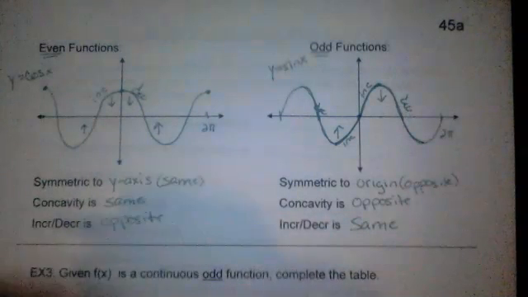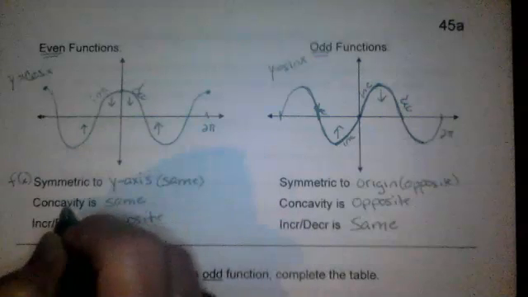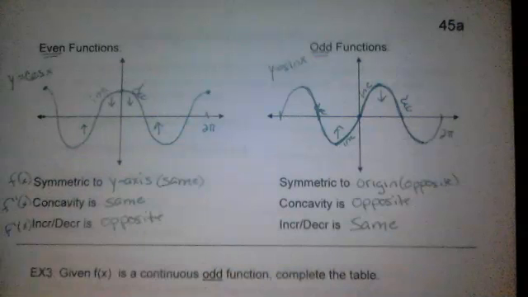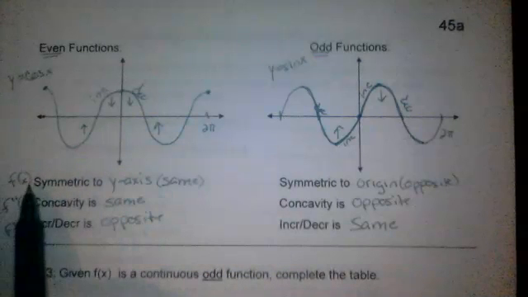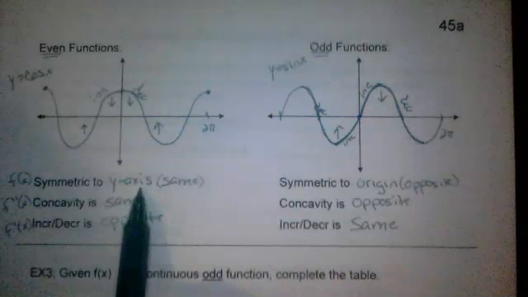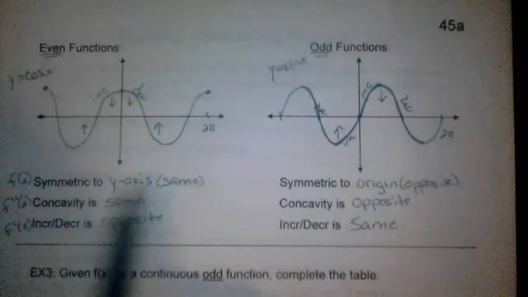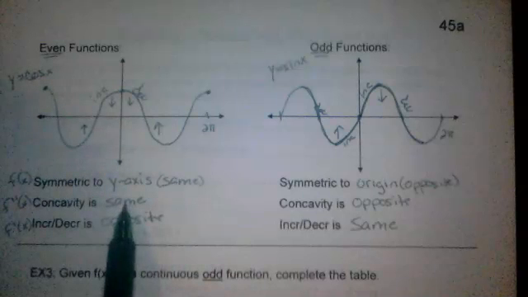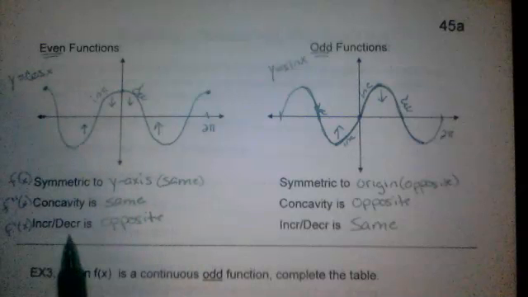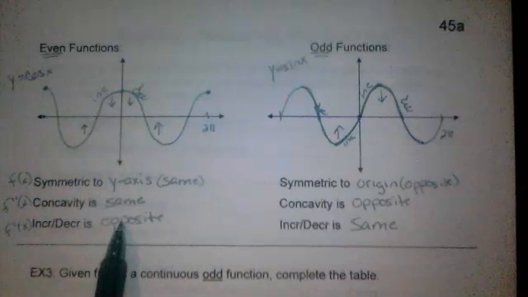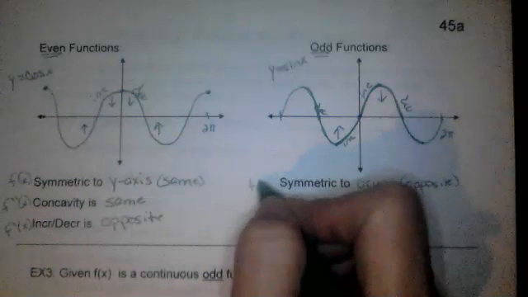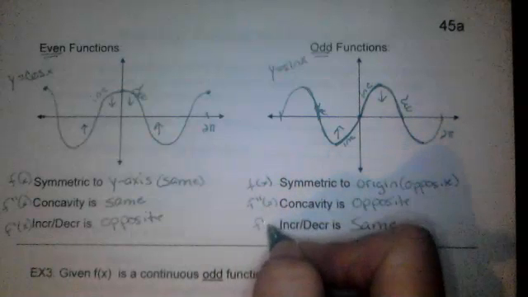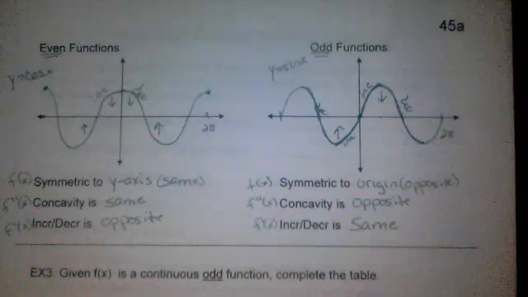So this is what we're talking about. This is our function. Concavity is our second derivative. Increase and decrease is our first derivative. So points on either side of our y-axis, as far as the function itself goes, for an even function, they are the same. For our second derivative, concavity, they would be the same. But for increase and decrease, the first derivative, things would be opposite. And the same over here. This is our function, our second derivative, and our first derivative for an odd function.